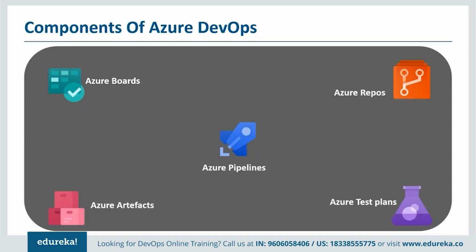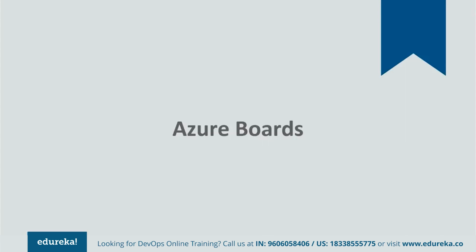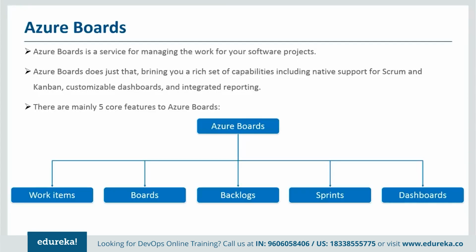Now let's look at some more things. First thing, as I said, is Azure boards. We have got 5 different components as part of Azure boards. As I said earlier, Azure boards is a service for managing the work of your software project, which means you want to create some, let's say, epics. You want to create some features, basically some tasks, some product backlog items. You want to create some bugs. All this can be handled in Azure boards.